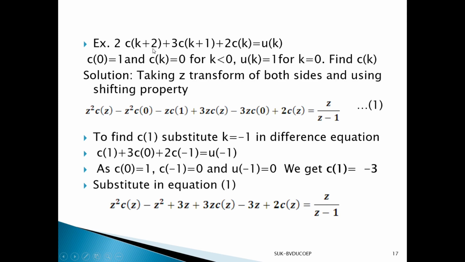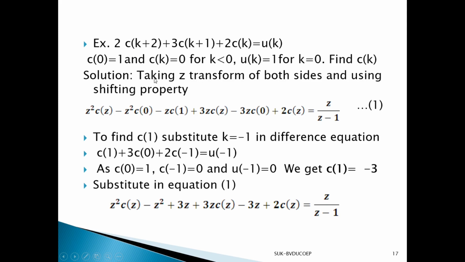The next example is this: c of k plus 2 and so on. This is a second order equation. Unit step is applied. Here an initial value is given, C0 is 1. Now in the earlier example, y0 was 0. So here C0 is given, and you have to substitute that. c of k equal to 0 for k less than 0, u of k equal to 1 for k equal to 0. Find c of k. This is very important: how to substitute initial conditions.